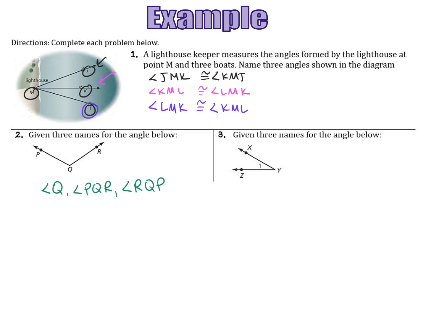So hopefully you had enough time to complete numbers 2 and 3. Here's the solution for number 2. The most straightforward way to write it would be to write angle Q, but we could also write angle PQR and angle RQP. So there's actually 4 ways we could identify the example in number 3. We could call it angle Y, we could call it angle 1, we could call it XYZ or ZYX. Let's go ahead and look at another example.